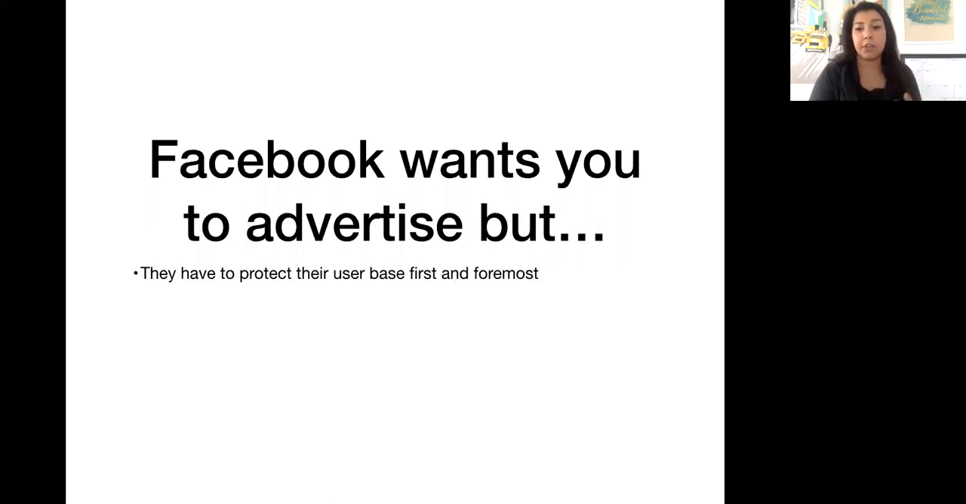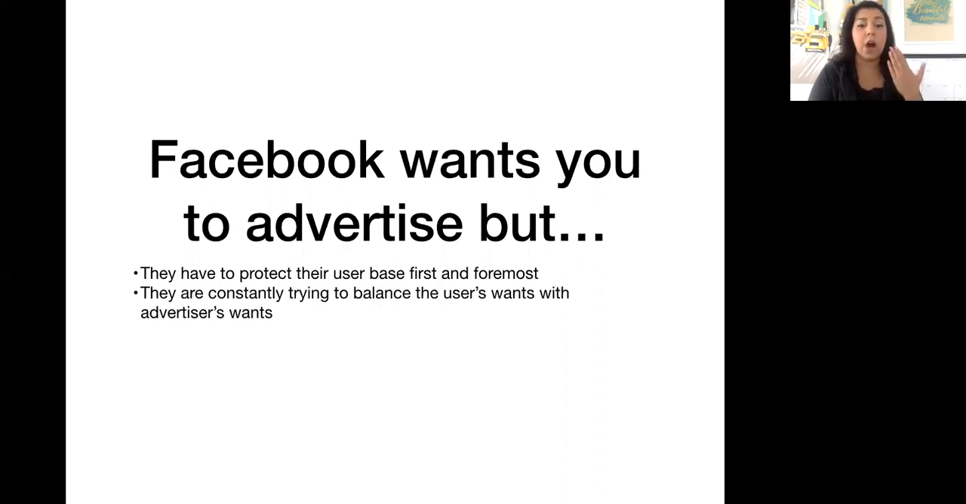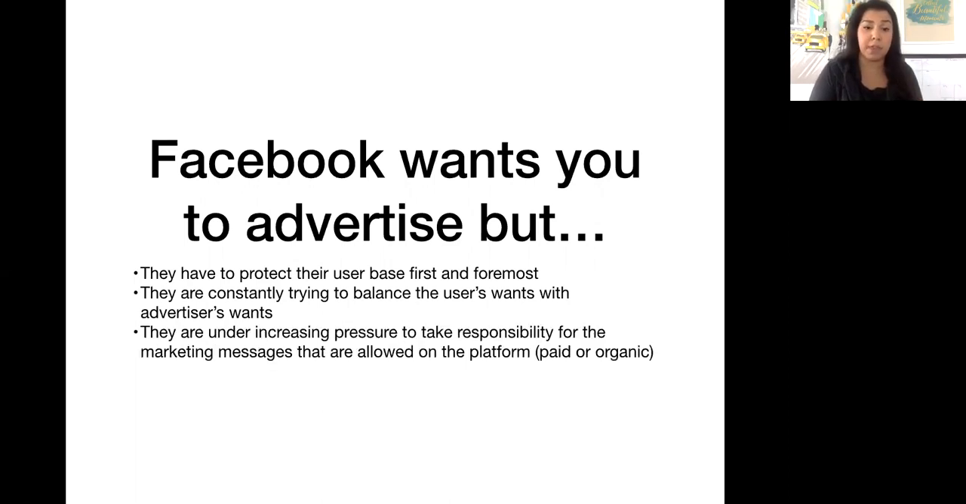But they have to protect their user base first and foremost, and their users' experience. So they're constantly trying to balance what their users want, which is mostly just user-generated content from their friends and family, against what advertisers want, right? Which is as much advertising space as possible. Of course, Facebook makes their money off of advertising, so that's a huge priority for them.